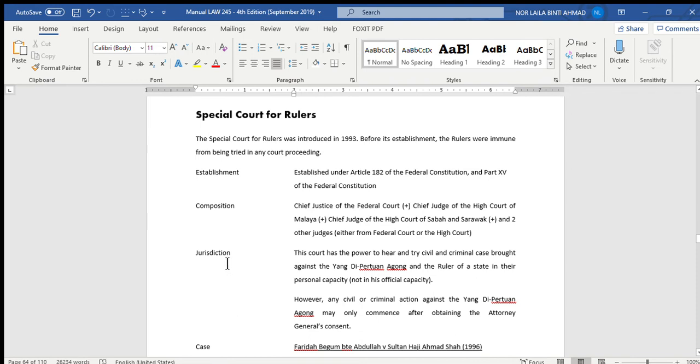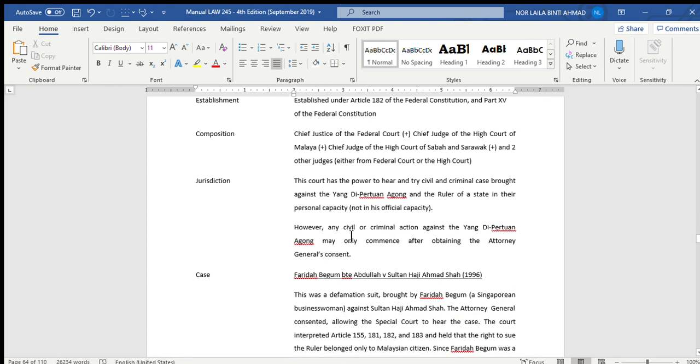The jurisdiction of this court is to hear and try civil and criminal cases brought against the YDPA and the ruler of a state in their personal capacity, not in his official capacity. Any civil or criminal action against the YDPA may only commence after obtaining the Attorney General's consent. So this is the condition required in order to hear any dispute against the YDPA.